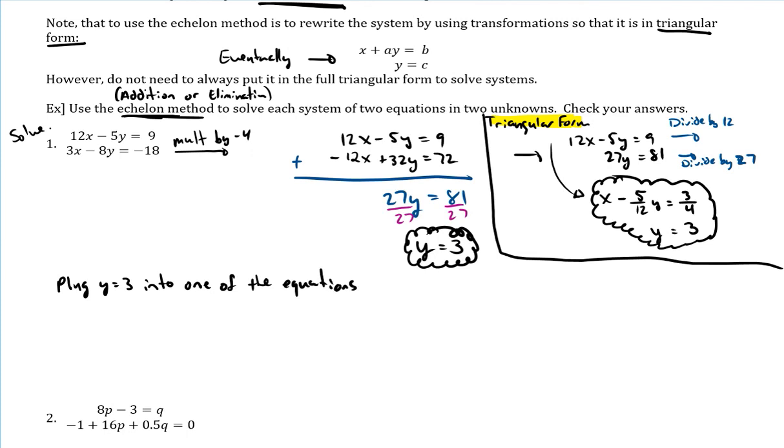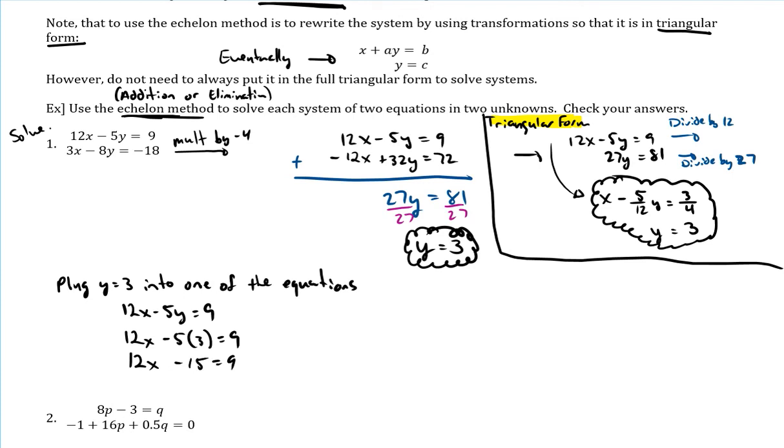Okay, and it doesn't matter which one. You could plug them into both to really verify, but let's just use the top equation. So here's my 12x minus 5y equals 9. If I plug 3 into the y, we get 12x minus 5 times 3 equals 9. And then we'll continue solving.